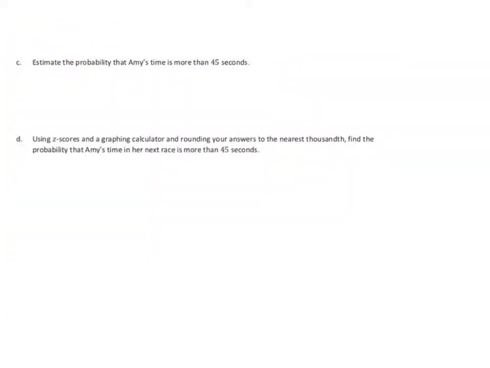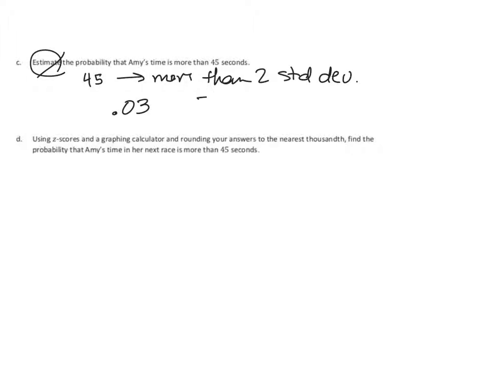Estimate the probability that Amy's time is more than 45 seconds. Again, this is an estimate. When it says estimate, that means we're not using our calculators. But we're going to try it. So 45 seconds is going to be more than 2 standard deviations away from the mean. So your probability is going to be pretty small. I don't know what kind of number to throw at small, so I look at the answer key and we estimate about 0.03 or 3%. So pretty small.